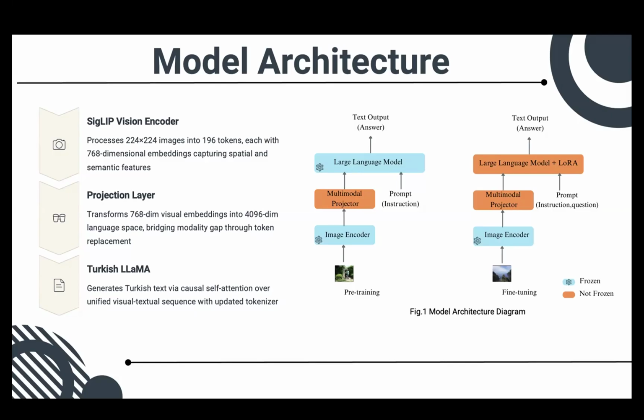The elegance of this architecture lies in its efficiency. By keeping the encoder and decoder frozen during initial training, we preserve their pre-training capabilities while learning only the cross-modal alignment. This dramatically reduces computational requirements while maintaining high performance.